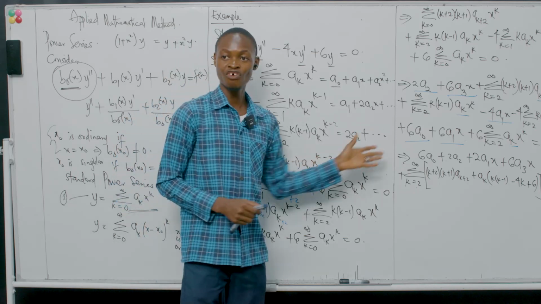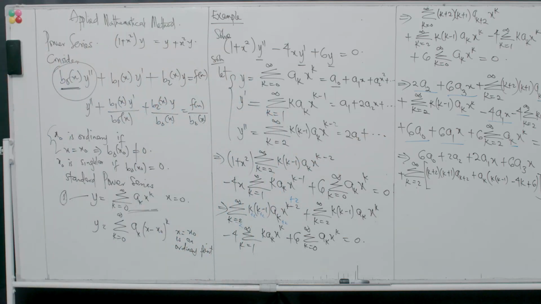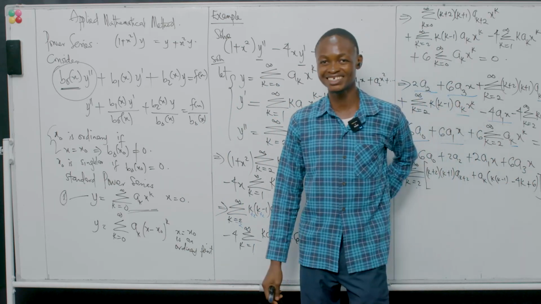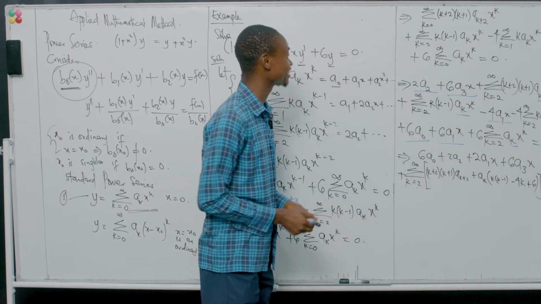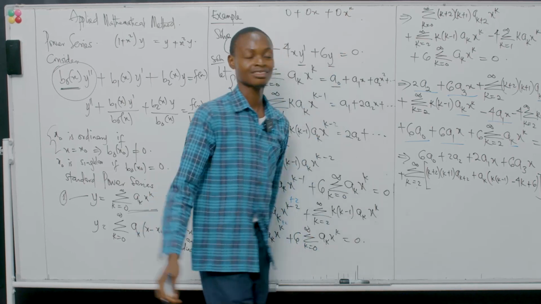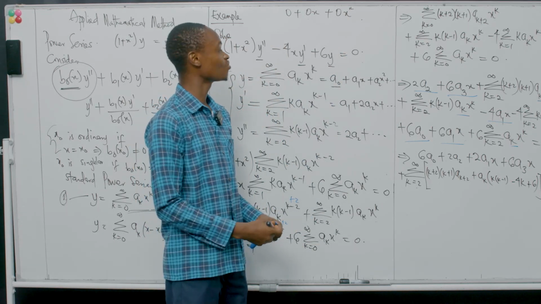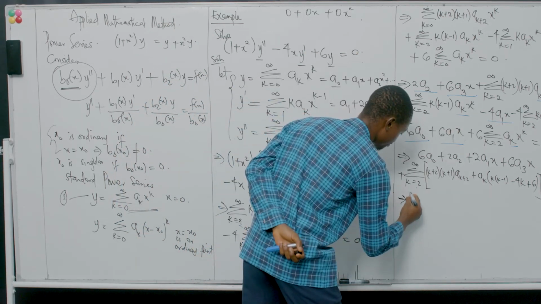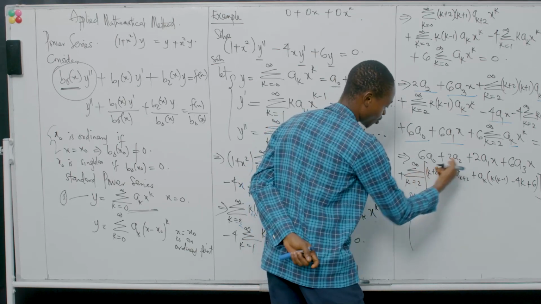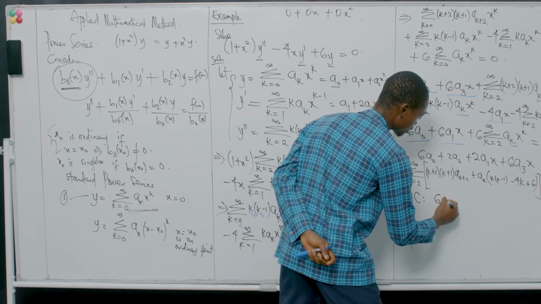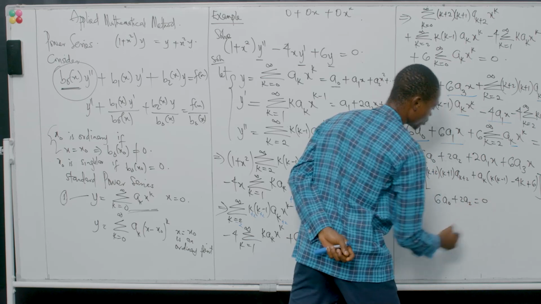Now, don't forget that all of this is equal to 0 on the right hand side. And the 0 on the right hand side, I can write it as 0 plus 0x plus 0x raised to k. That is why we can now equate to the right hand side. So if we equate the constant part, what will we have? Let me just call it constant. This will now be 6a0 plus 2a2 is equal to 0.